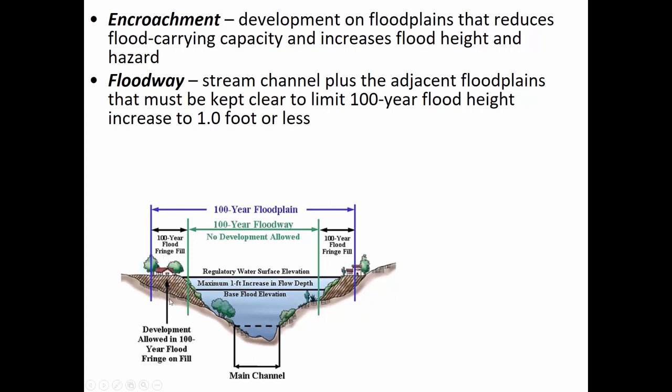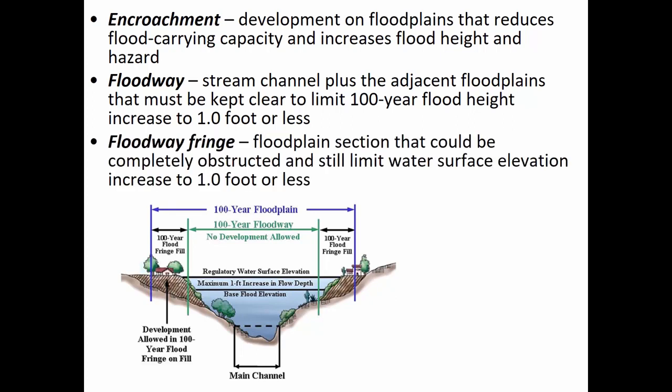This is where the water would have been if there was no development in the floodplain. But you can allow a little bit of development. You can only allow enough development so that this loss of cross-sectional flow area is pushing the water depth up no more than 1 foot. And so the remaining cross-sectional area that has to be kept clear is the 100-year floodway. The fringe is the area that can be built on.